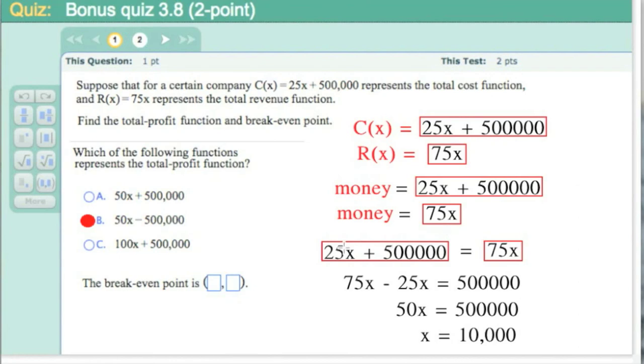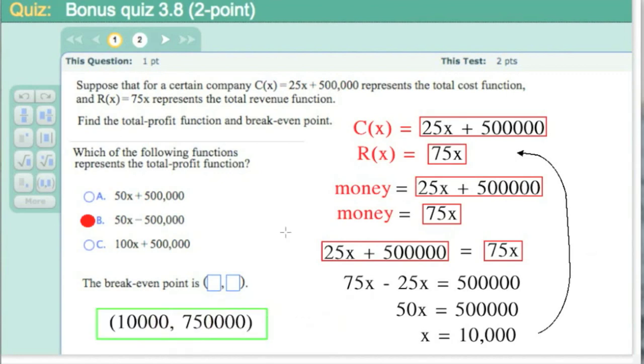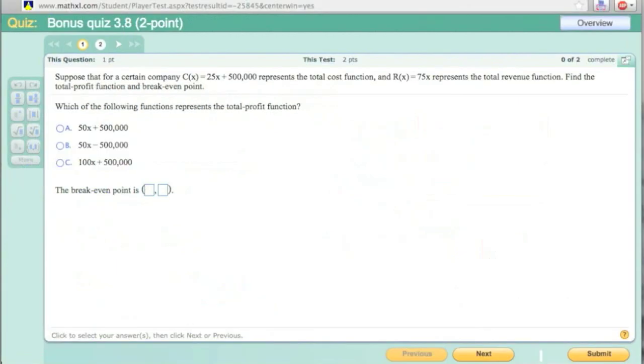And again, it's an ordered pair, so we need to follow through. We know there's 10,000 widgets. Well, what's going to be the amount of money involved in it? And when you do that, you get an ordered pair. That is the answer to problem 1. Let me go ahead and tell the machine I want B, $10,000 and $75,000. And so let's go on to the next problem here.